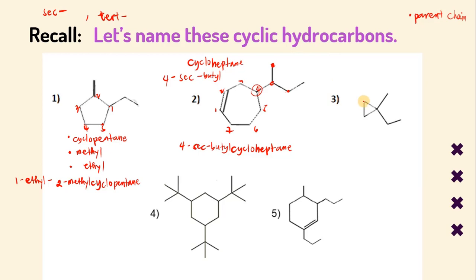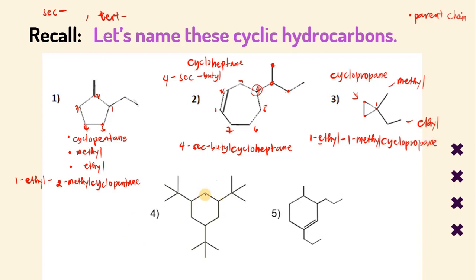Number 3. Your branch is a methyl, and this one is a propane, cyclopropane, because there are 3 carbons. And to give the branches the lowest numbers possible, this would be our 1 here. So this is a methyl attached to the 1 and another branch, ethyl, attached to 1. So we're going to name this one as 1-ethyl. Write the ethyl first because the E comes first, and then 1-methylcyclopropane.